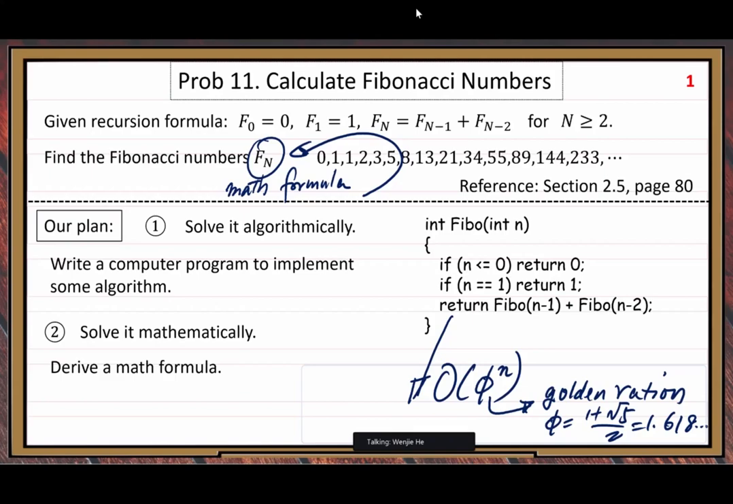Then it's an exponential function, phi to the n. We know an exponential function grows much faster compared with polynomial functions. The algorithm is extremely slow. When you do experiments, you will see how slow it is. Why is it so slow? That is the first question we need to answer here: why is this algorithm so slow?